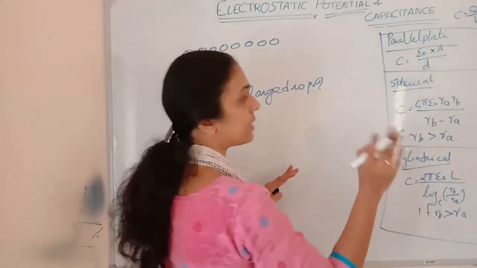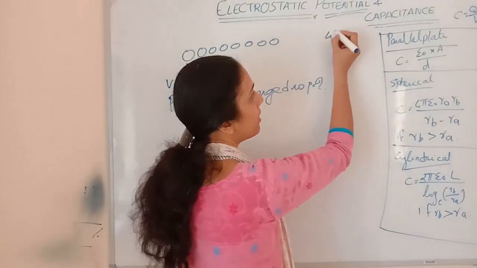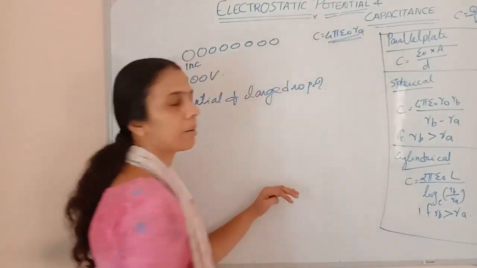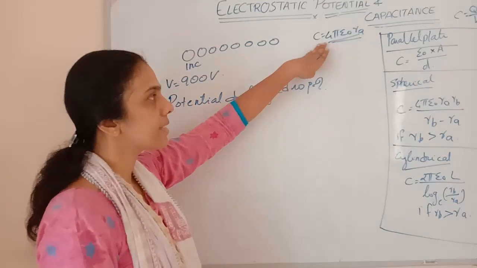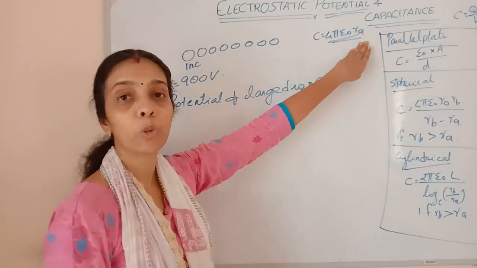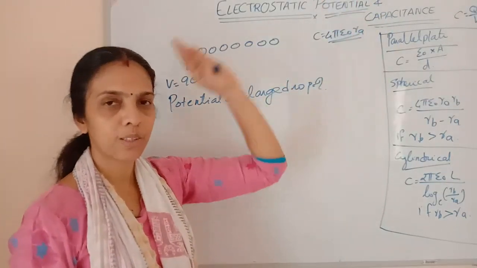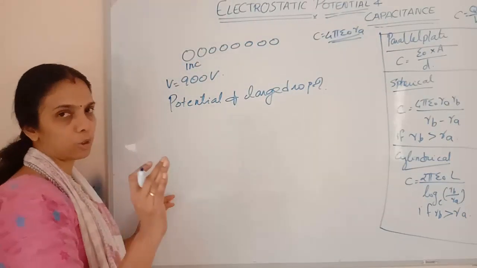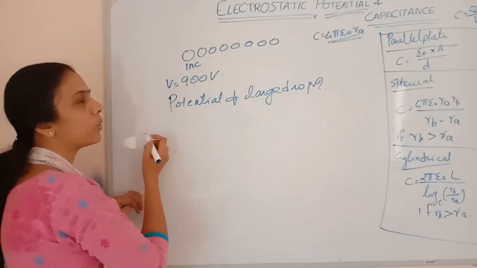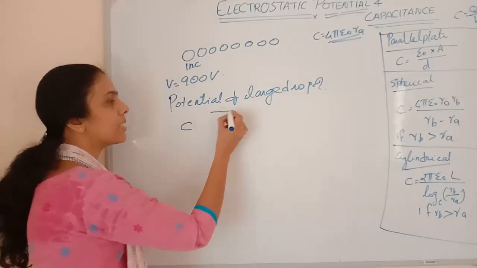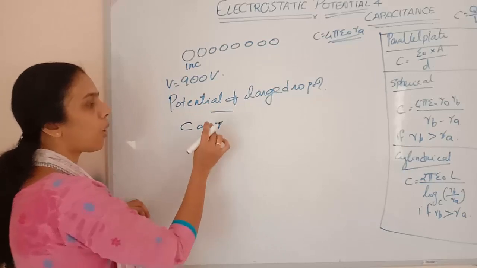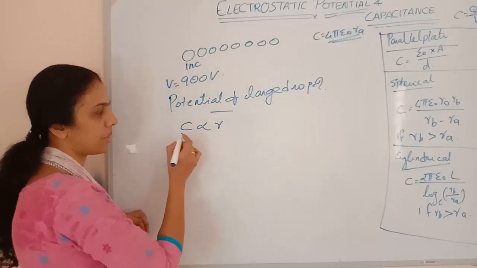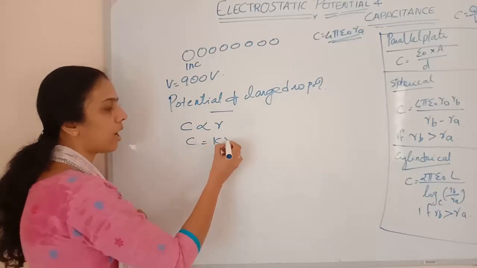How we are getting that, for the spherical case I told you just now, C equals 4 pi epsilon 0 RA. So in this case capacitance is directly proportional to the radius of the sphere. Keep that in mind: the capacitance of a spherical capacitor is directly proportional to radius. Here 1 nanocoulomb is the charge. So C is proportional to radius, small r for small spheres and capital R for large spheres. So C equals K into R.